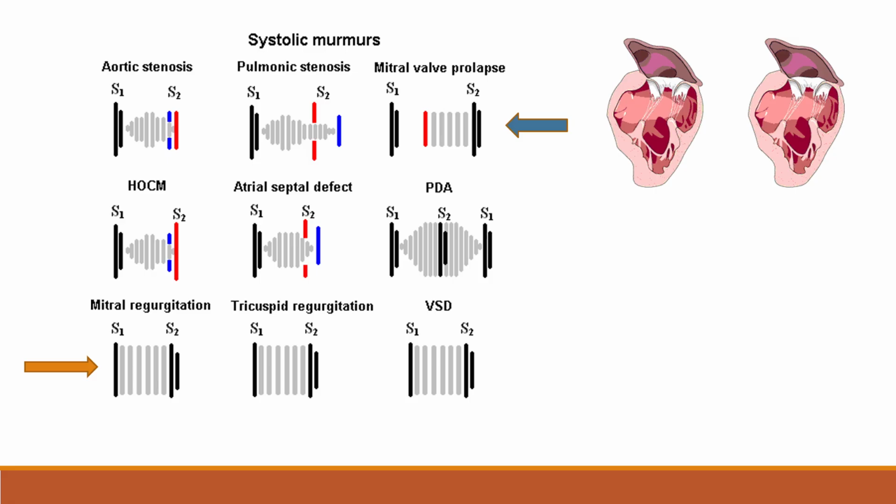So the murmur now is a mid to late systolic murmur preceded by a click. This is the classical description of mitral valve prolapse. One day you may have the fortune to hear it on a patient. It would be very interesting. So in mitral valve prolapse, the mitral regurgitation does not occur from the beginning of systole, it occurs in mid to late systole.